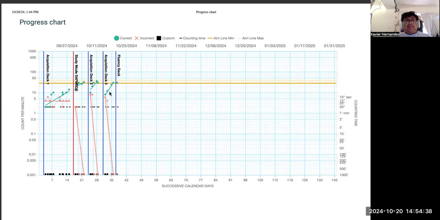So I did meet my personal objective in this course. This was my first time using StatsMed, so I had difficulty at the beginning. We can see that with the data in acquisition deck one. I wasn't really sure how to maneuver it quite yet, but after the intervention, I did start to feel more comfortable using StatsMed. I was able to hit those aim bands on a weekly basis and was able to make progress with my intervention.